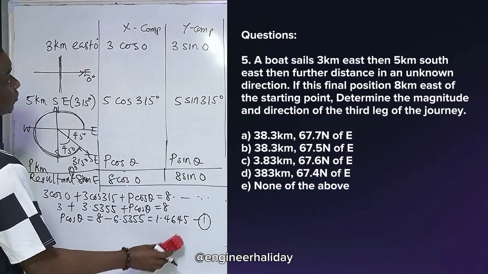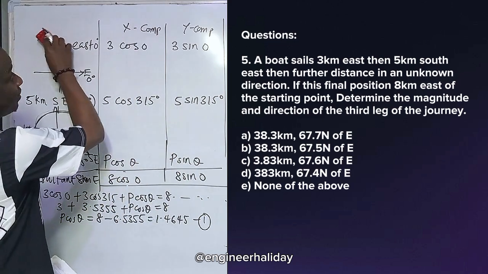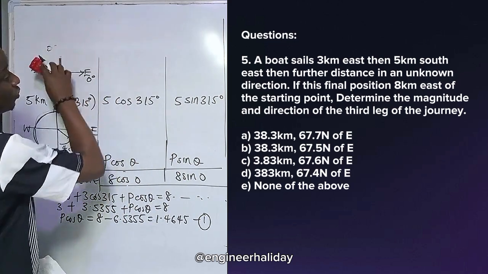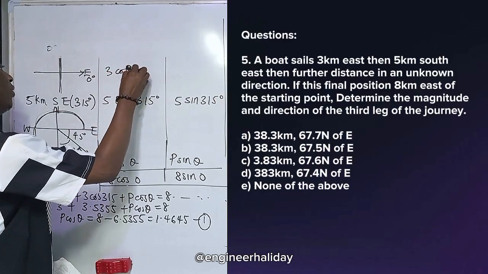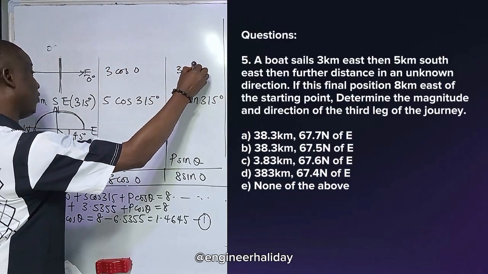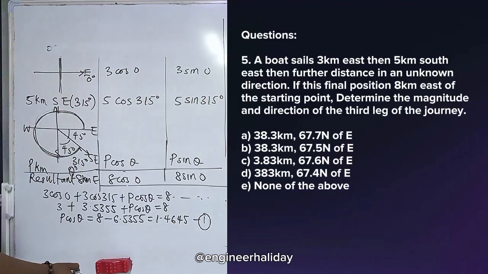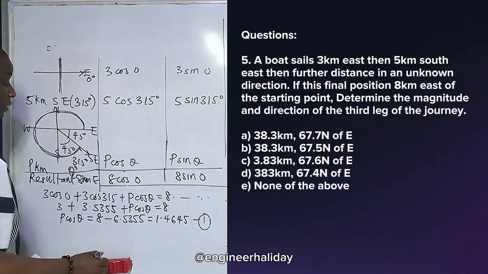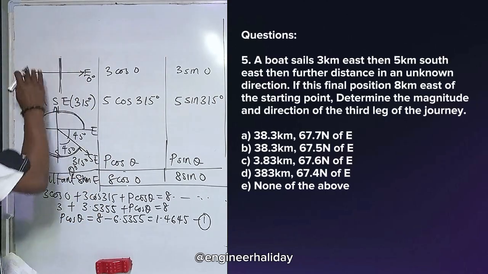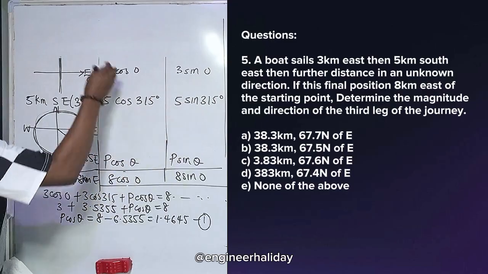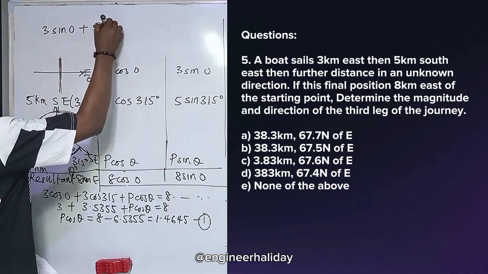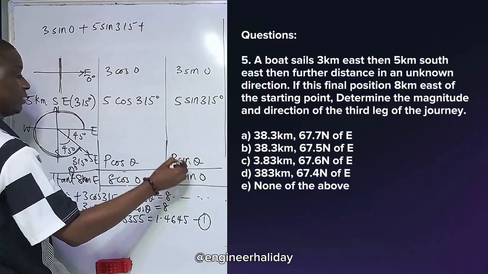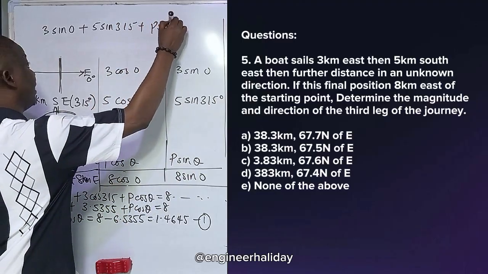Now, let me clean this up. I believe you've seen it. So let us get equation 2. Don't forget, this is 3 cos 0 and this is 3 sin 0. So that's what we started with. The next one is to add these together: 3 sin 0 plus 5 sin 315 plus this P sin theta equal to what?